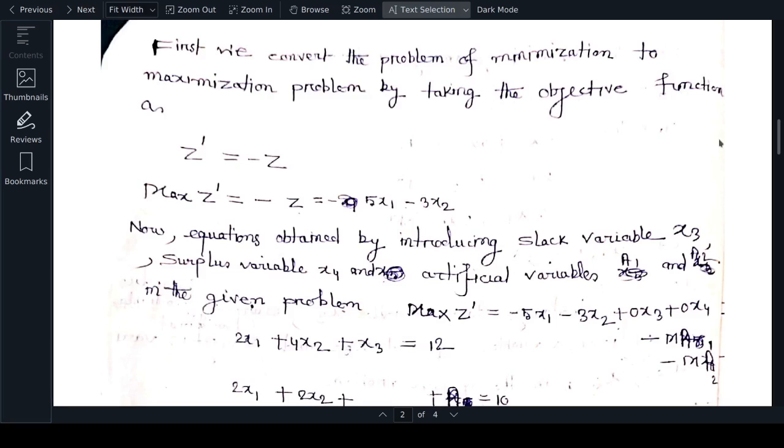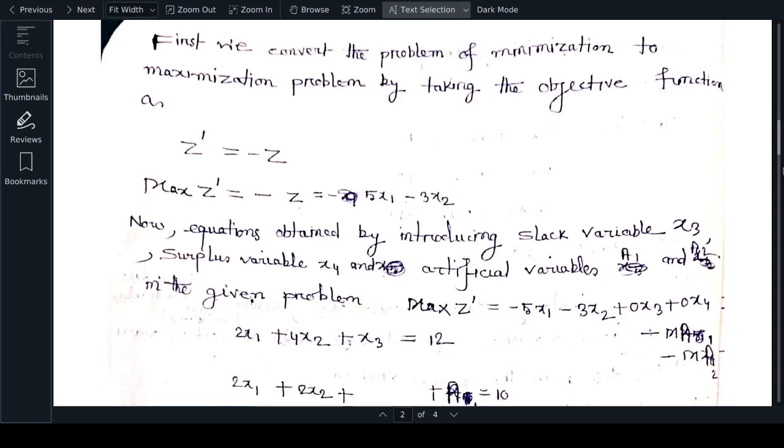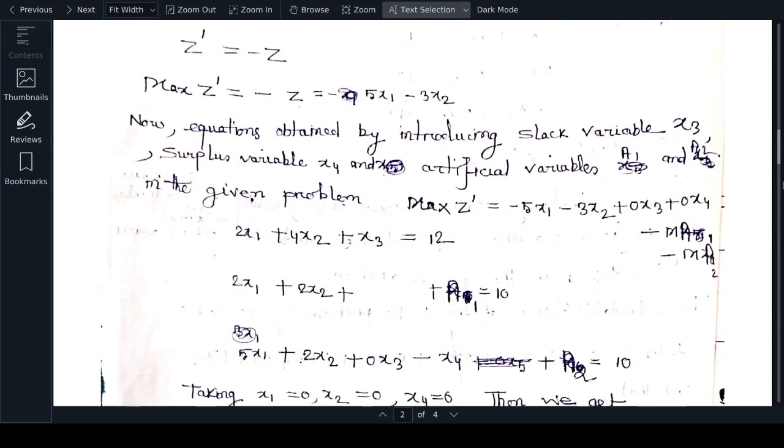Now equations obtained by introducing slack variable. So here for the first constraint we use the slack variable. So here we use x3. For the slack variable you can use s1 also, no problem. Okay, so I have used x3 here. So x3 slack variable, x4 surplus variable, and artificial variables a1, a2.